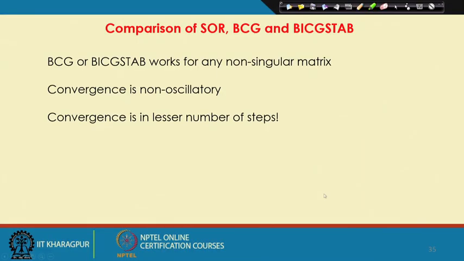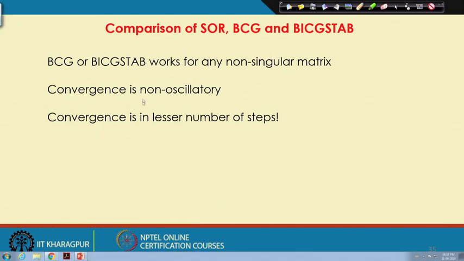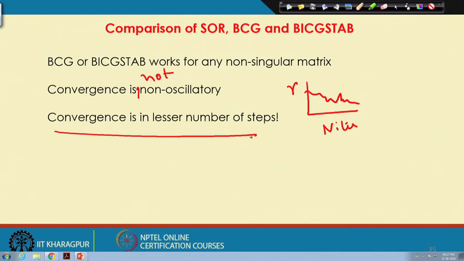So, to summarize, BICG or BICGSTAB works for any non-singular matrix. Convergence is not non-oscillatory. If I plot residue versus number of iterations, there is some oscillation in that. However, the important thing is that convergence is in a lesser number of steps compared to the other methods. So, BICGSTAB works for any non-singular matrix, is not a high numerical error method, is a stabilized method and will give solutions in fewer steps. However, there are some oscillations in the residue while converging. Thanks.